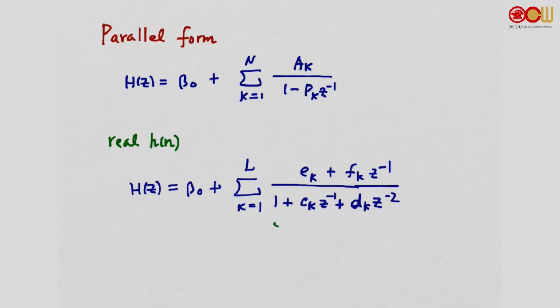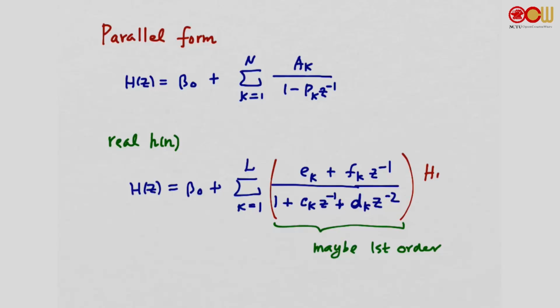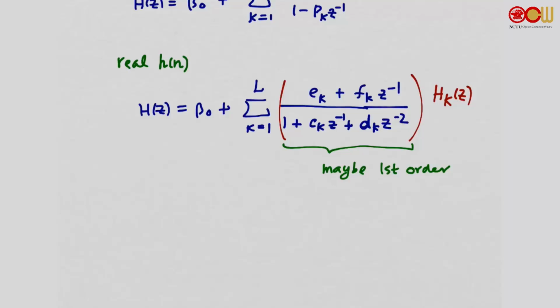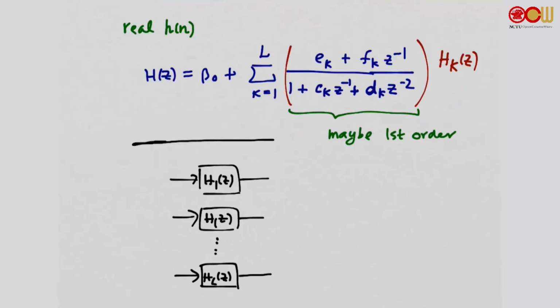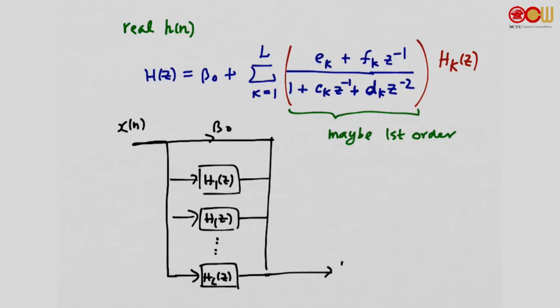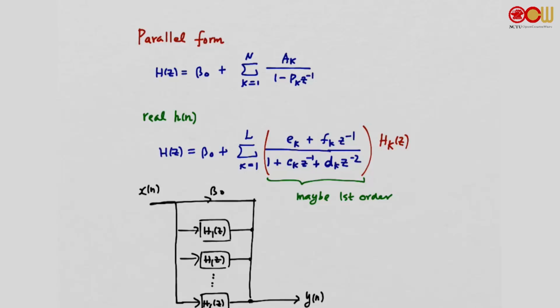Similarly, this is a general expression. This can be a first order, maybe first order. And we can call each of these subsystems Hk. Well, this Hk is different from the Hk in cascade form. And we can implement the system in terms of these subsystems. When the input comes in, one path will be multiplied with beta 0, and the others will go through H1 to HL minus 1, and the outputs are all added up, and this is the output. And here we have a bunch of adding nodes. That is the parallel form implementation.